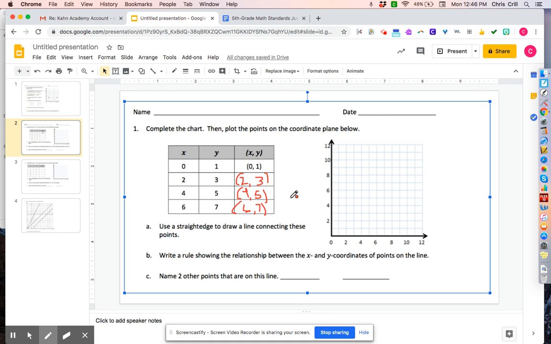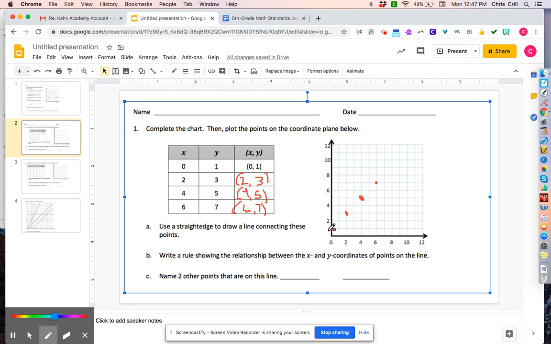And next we're going to plot those points on our coordinate plane here. So 0, 1. So here x is at 0 and y is 1 above that. Now let's move over to 2, 3, 4, 5. This is a little tricky because each line is not numbered. And here we're going over to 6, 7. And it says use a straight edge to connect those points.